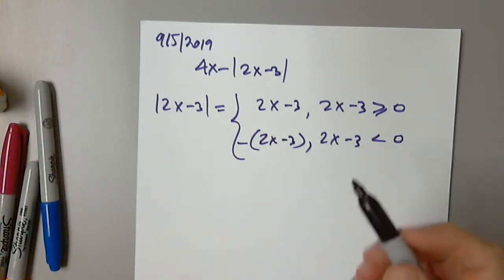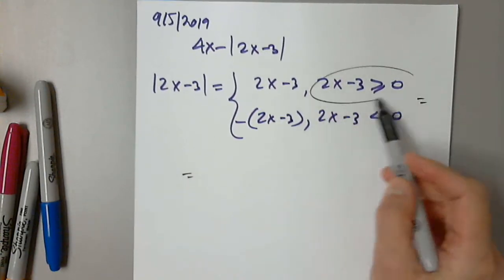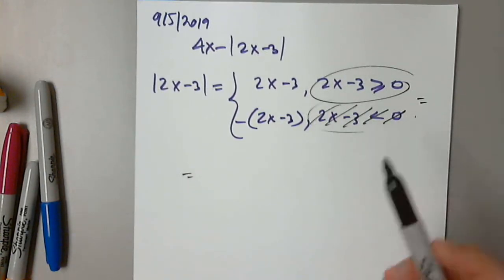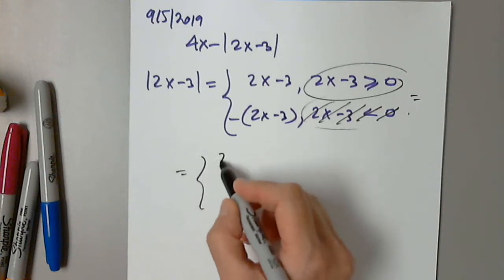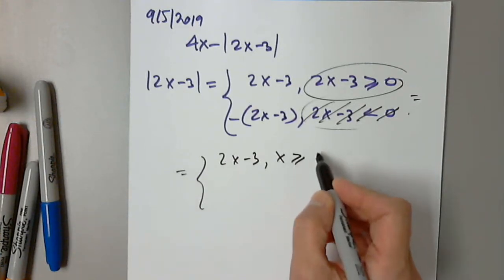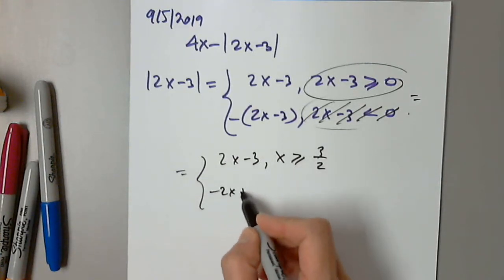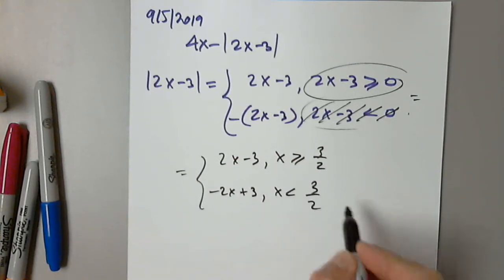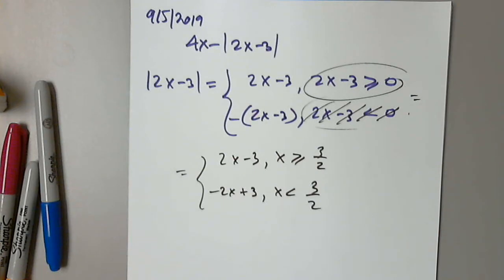Then I will simplify and also solve this inequality. I will not solve this one. So then 2x minus 3x greater than or equal to 3 halves, negative 2x plus 3 for x less than 3 halves. Is this okay so far, everyone? Please say no if you have any doubts.